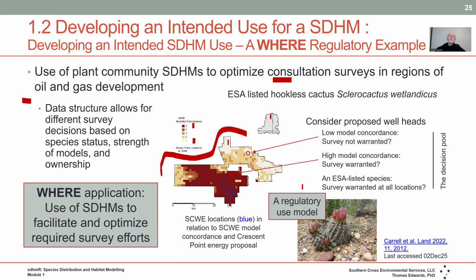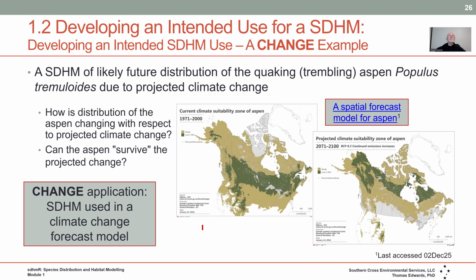So this is what I call a regulatory use model: is a survey warranted, since it's a listed plant species right there in these locations, versus a survey being warranted in here. Again, this particular application can enhance the efficiency of going out to deal with conservation issues.